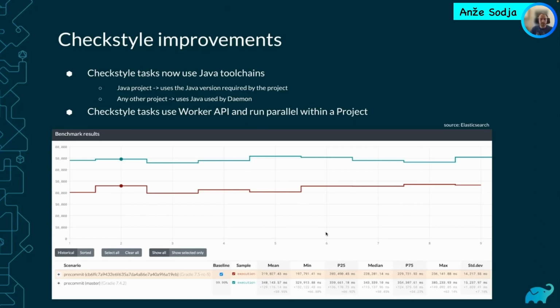And then another thing, Checkstyle tasks now use the worker API, and with that, Checkstyle now runs in parallel within a project for every source set. With that, you might see some performance improvements, especially if you have a lot of sources. Now, if you have just main and test source sets, you might not see much of an improvement, but if you also have like integration tests, functional tests, stuff like that, there might be some improvements.